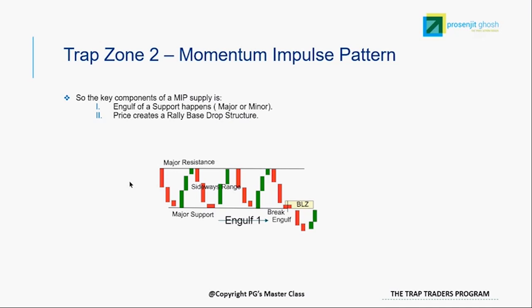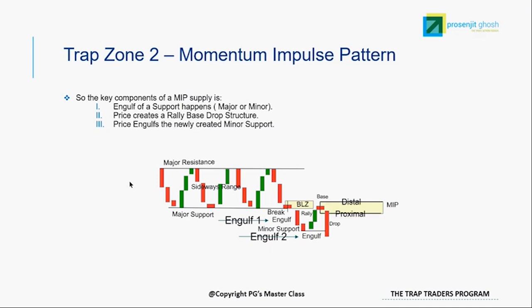Then price creates a rally, base, and a drop. Okay, and by this what happens? Price also engulfs a minor resistance, minor support. So when that happens, this is our engulf number 2, and we know that the MIP supply has formed, and when price returns to it, I am going to take a beautiful trade there. So we know once the MIP forms with 2 engulfs of 2 supports, we know supply exceeds demand there. If there is no engulf, there is no MIP.